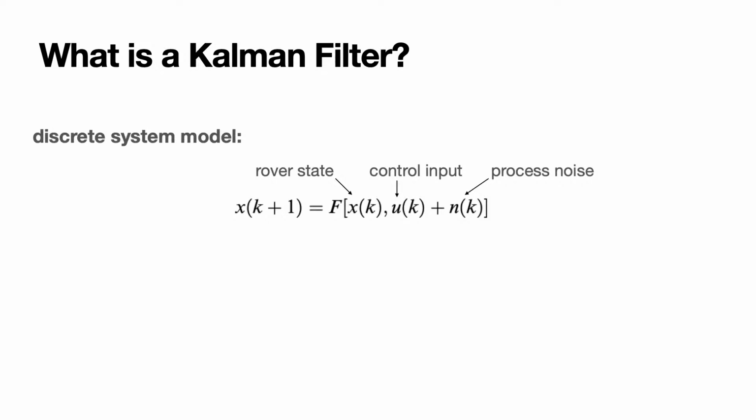Now, taking a look at our discrete system model x of k plus 1, we have a description of what happens in terms of robot state depending on control inputs u of k. In addition to the control input, we also have process noise.